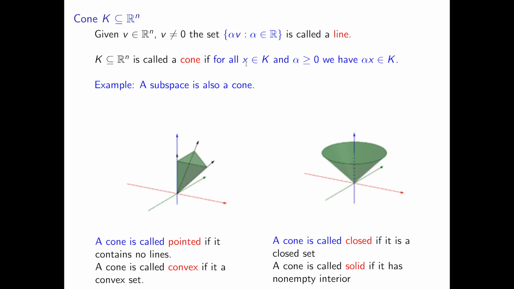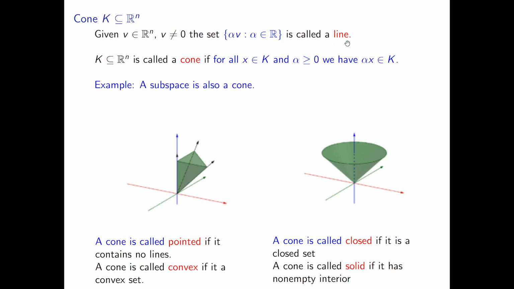So here x is a vector in K. We need the property that if you scale it by any non-negative number alpha, you should still be in the cone. So the idea is that if you're sitting in the subset and here's the origin, you go along a line, scaling by a non-negative number. So you go along a half ray, so to speak, or half line, which goes from the origin to that point. That entire half line has to be in the set. That's the idea. You can see the pictures to get some intuition for that.